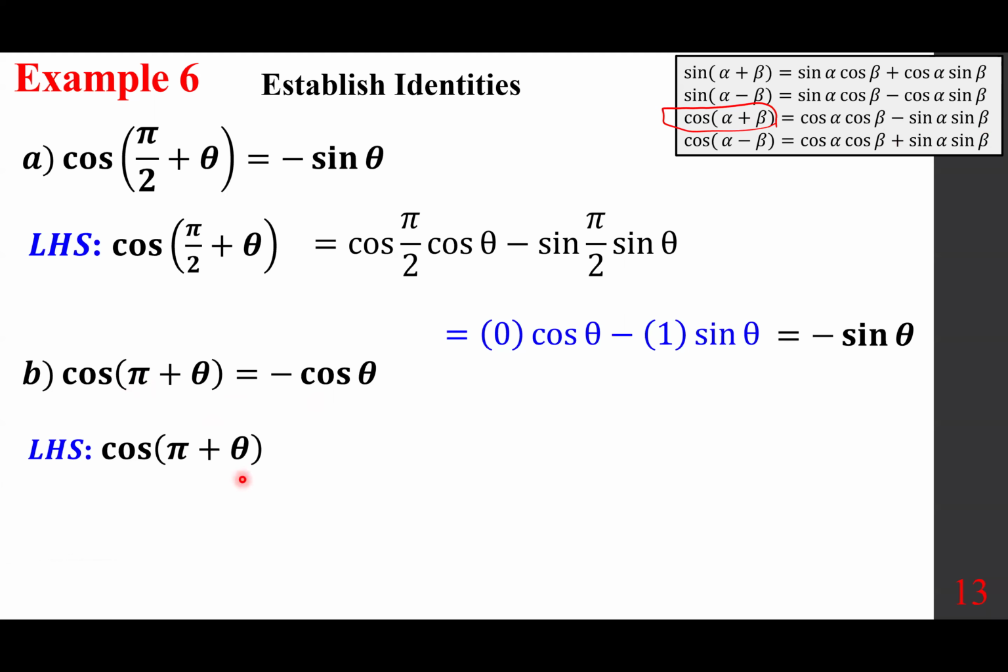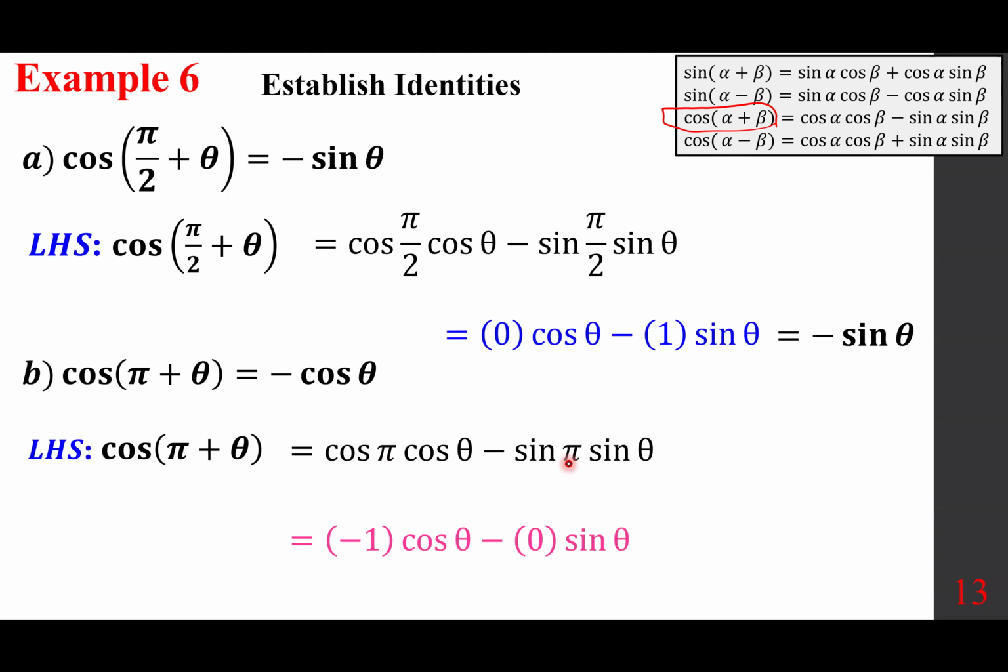So cosine pi cosine theta minus sine pi sine theta, and those are common arcs. Cosine of pi is -1, whereas sine of pi is 0. So this goes to 0. This is negative cosine theta, and that's the final answer.